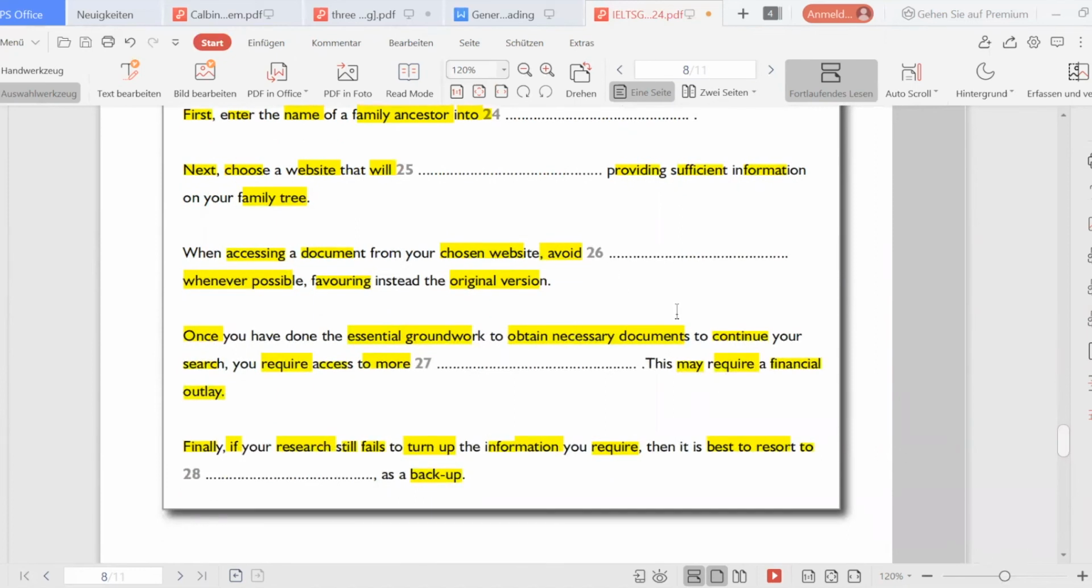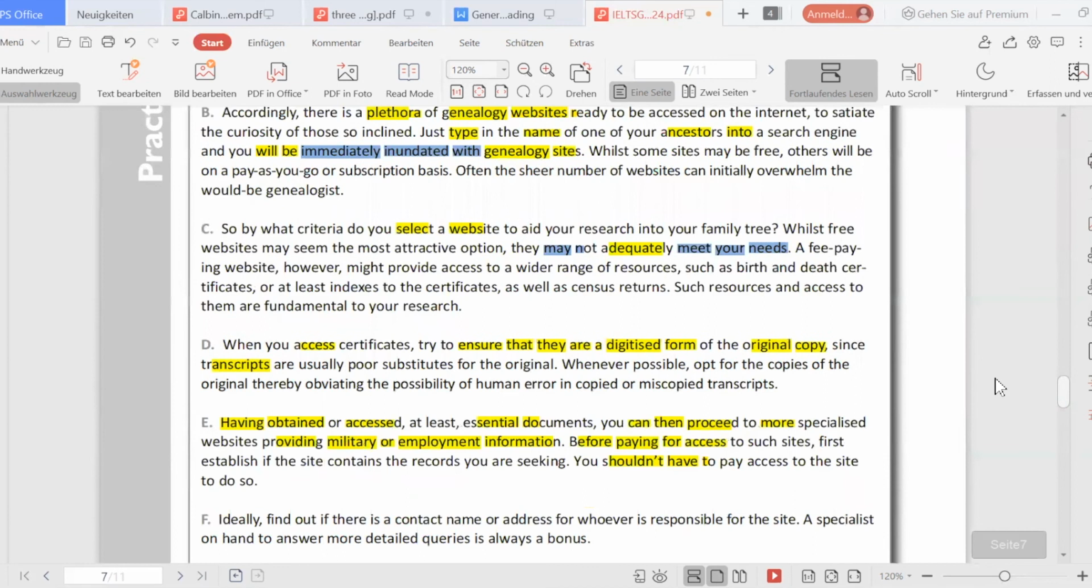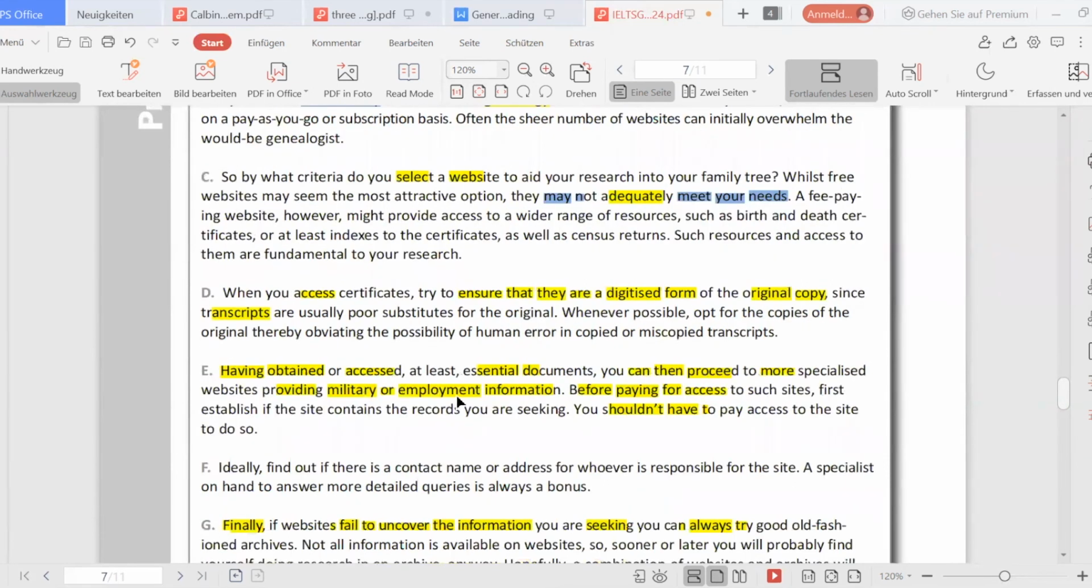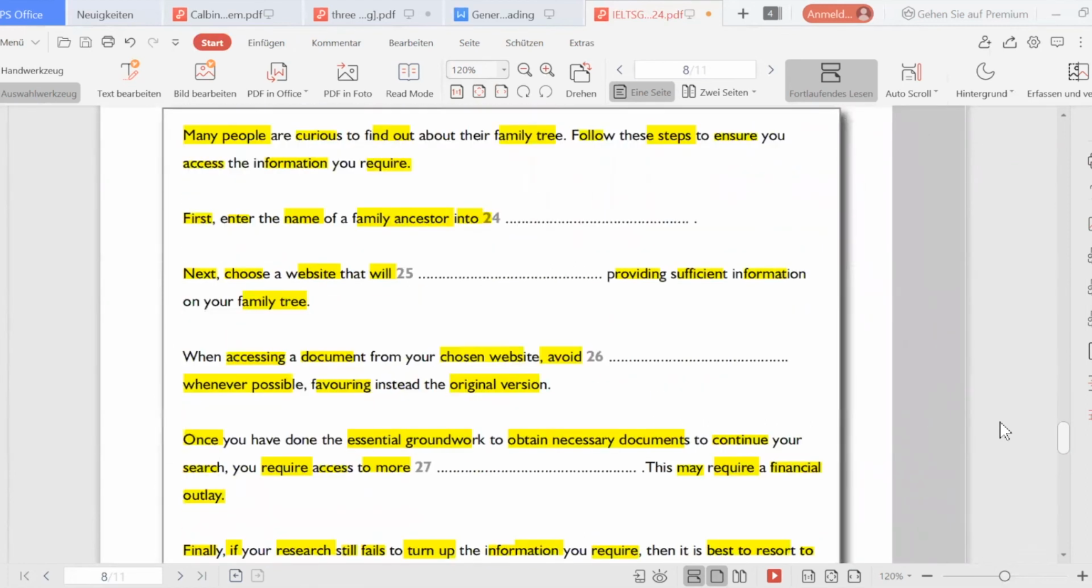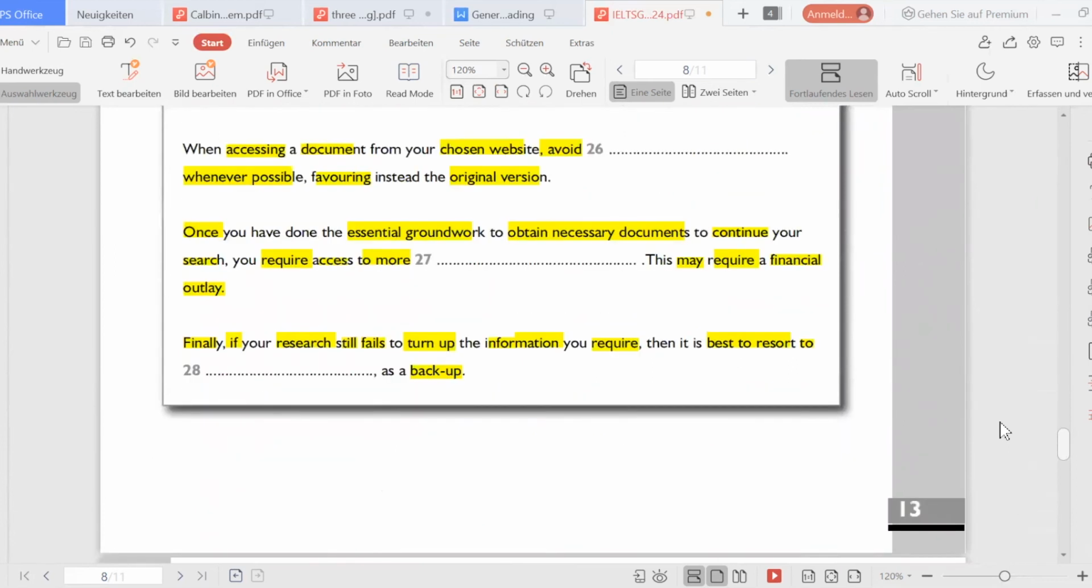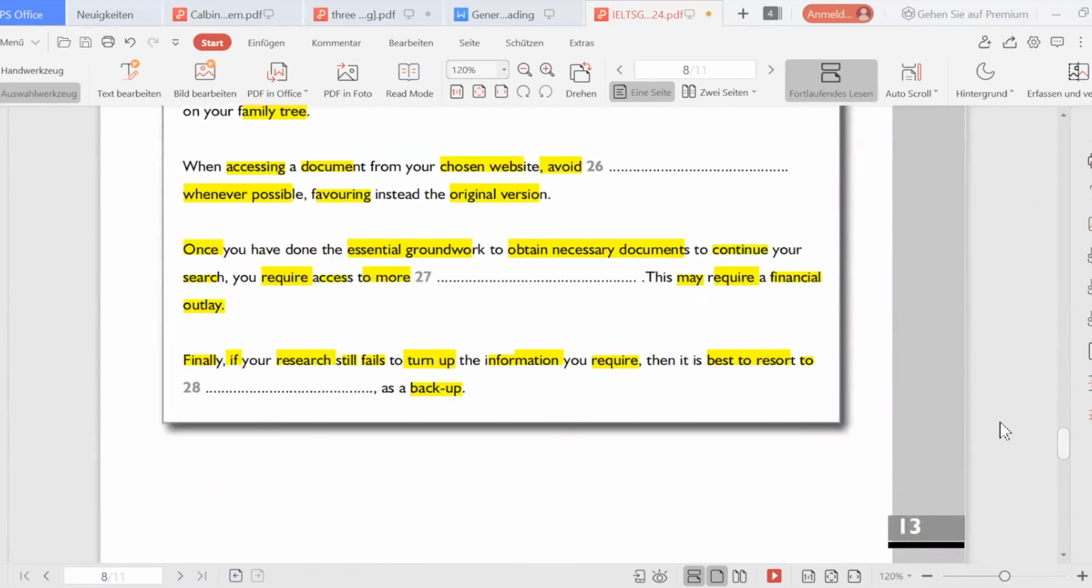In 27, I've highlighted the keywords. Once essential groundwork, require access to more, okay, comparative. This may require financial outlay. So read on from where we left off, and you will find out that the answer to question 27 is actually specialized websites. You've got the word more here, and then what comes directly after that, specialized website. So you see how in these types of questions, always highlight the word that comes directly before the blank space. Normally, they also introduce the answer in the text.